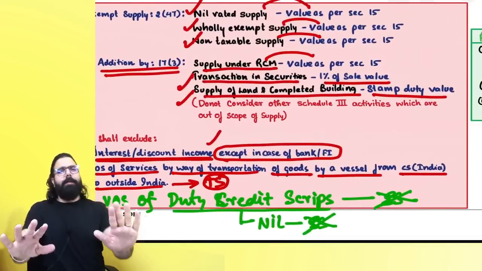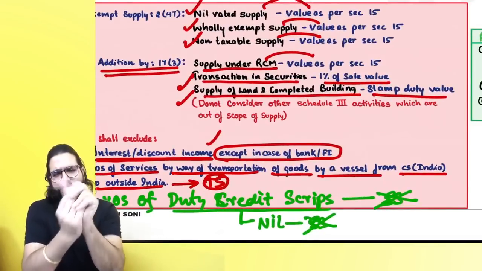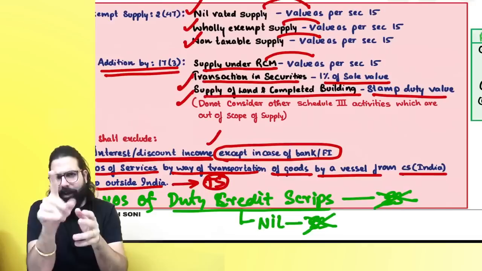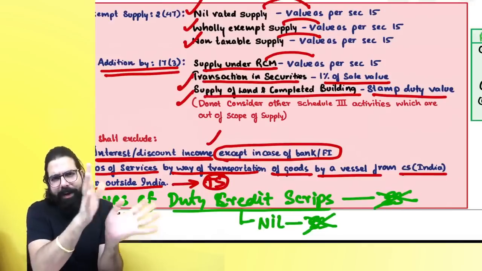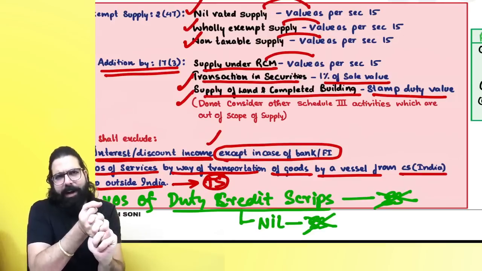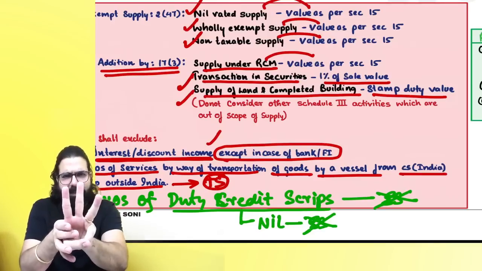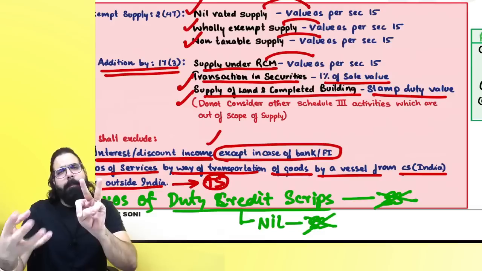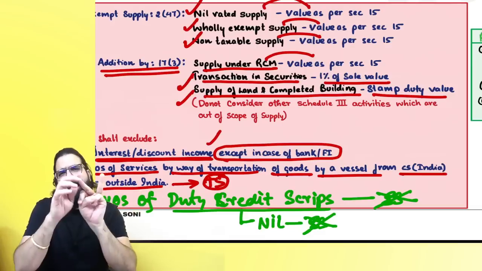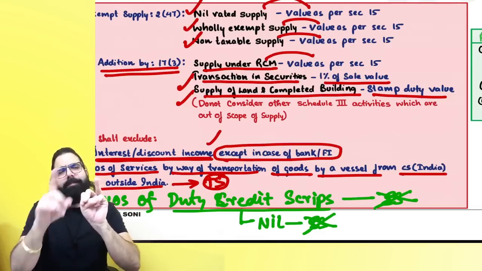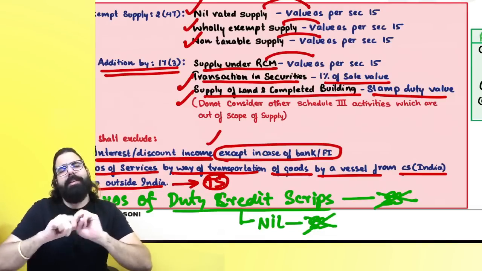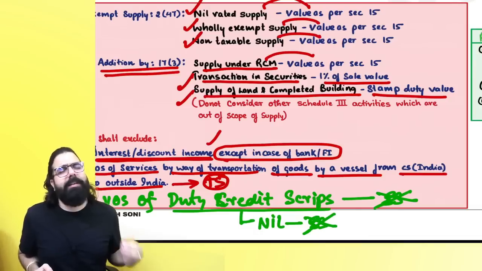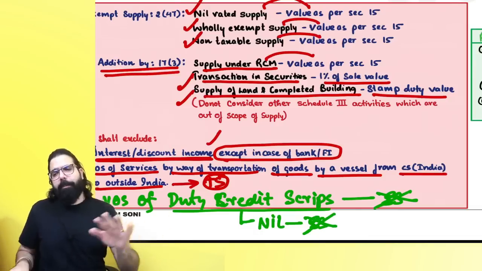So sir, exempt supply means everything nil rated, exempt, and non-taxable supply. RCM supply, transaction in securities at 1%, sale of land and completed building will also be considered as exempt supply. Three things will not be considered as exempt supply: interest income, transportation of goods by a vessel from a customs station in India to outside India, and the last one over here, the supply of duty credit scrip. If you do that, it will not be considered as exempt supply.